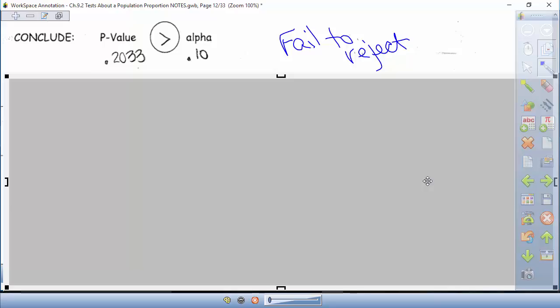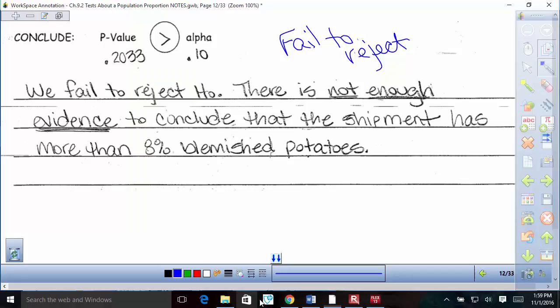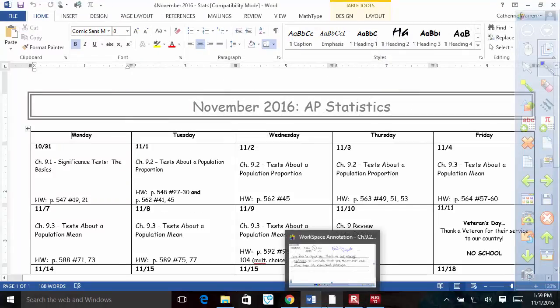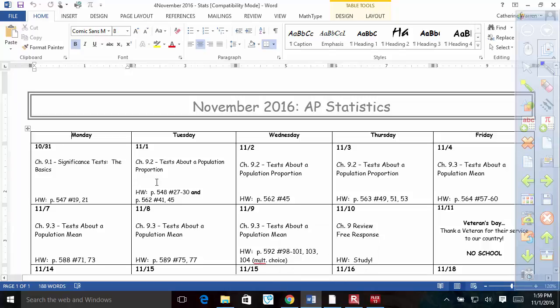That was a lot, wasn't it? Try these problems. One of them is multiple choice. Yeah, I think these are multiple choice right there. So it's really only two actual problems.